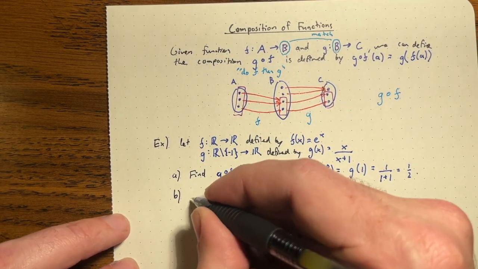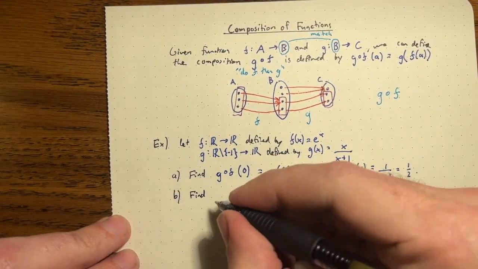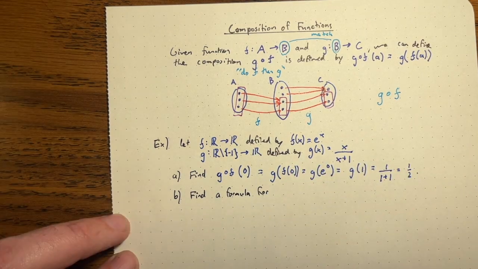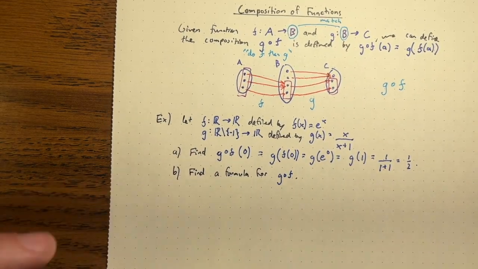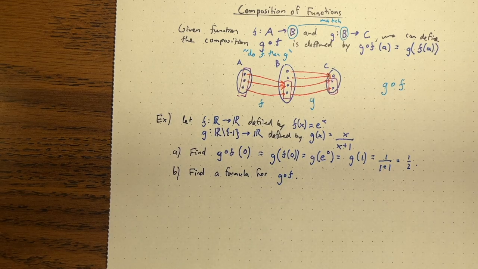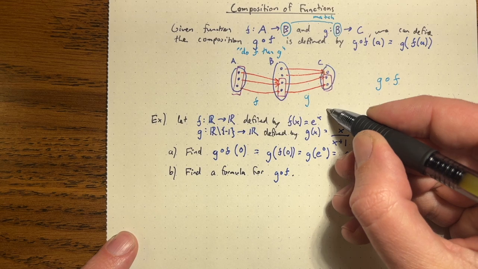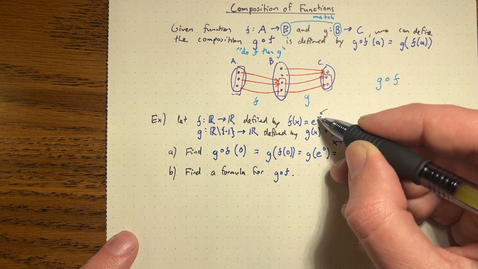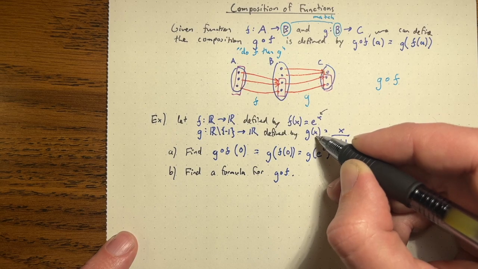Can we just find a formula for g circle f? So find a formula for this composite function. Well, how do we do that? We have a formula for f. We have a formula for g. This is our input. It's just we're plugging in for x here. Then we get this is our output. We are now going to take this output and plug it in for our input of g.